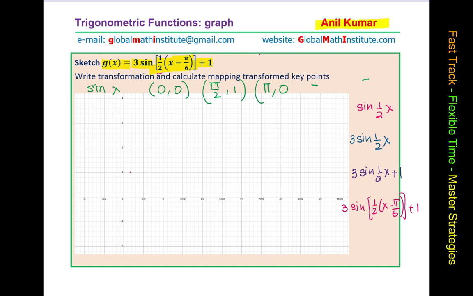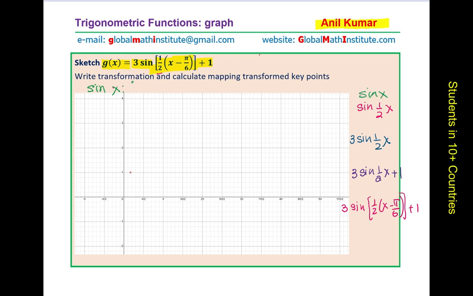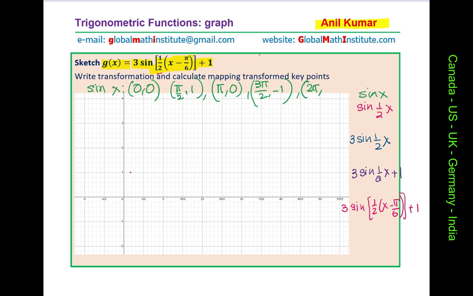Let me put them closer so that we can actually continue with this later on also. So let's write down sine x here. The 5 key points, as I said, are 0, 0, and then we have pi by 2, 1, pi, 0, 3 pi by 2, minus 1, and 2 pi, 0.